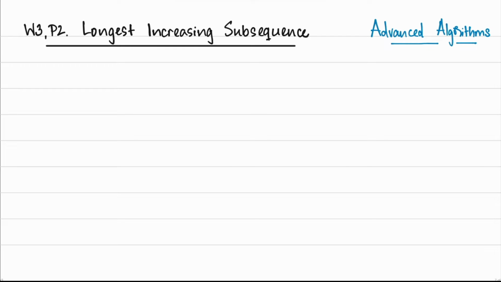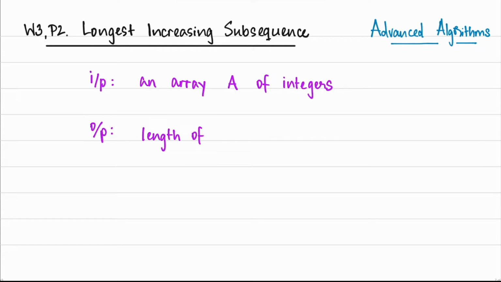Alright, so welcome back to the second part of the third week, where we are talking about the longest increasing subsequence problem. So remember that here the input was an array of numbers, and what we were looking for in the output was the length of a longest increasing subsequence in A.